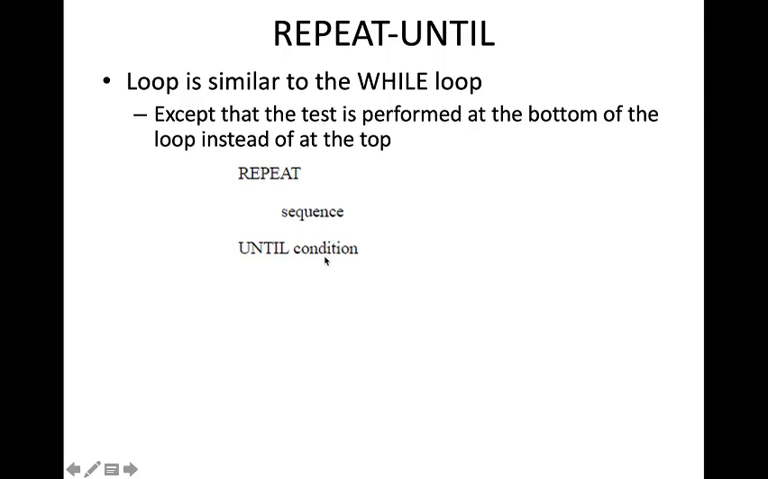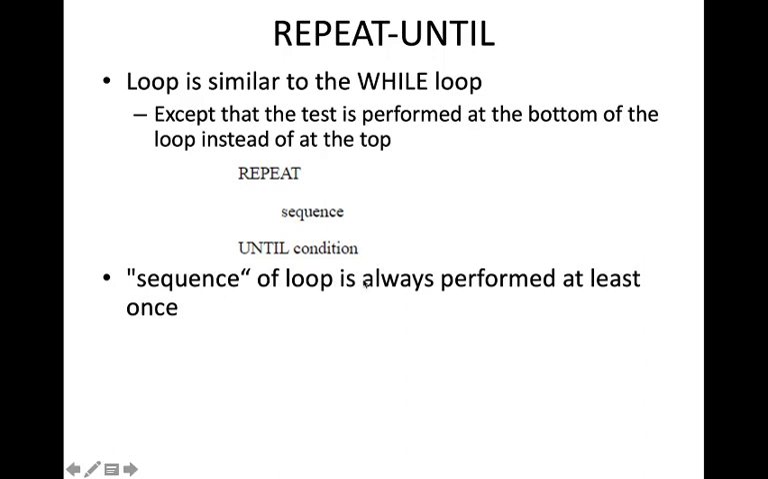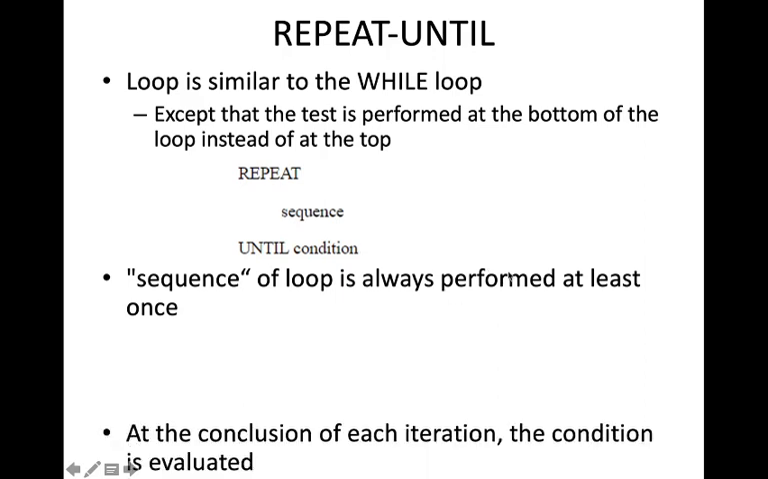If it is false, it will again repeat, and go on like this. So the sequence of the loop is always performed at least once. That's the difference between while and repeat until. In the case of while, the condition is checked first. In the case of repeat until, the condition is checked last. So the sequence of statements, a single statement or multiple statements, will work at least once.